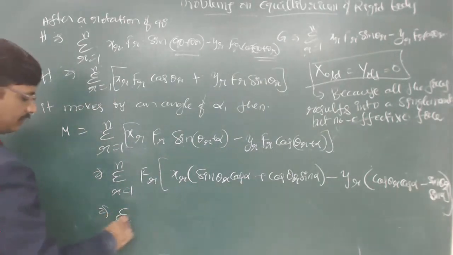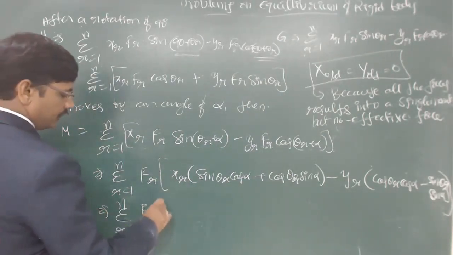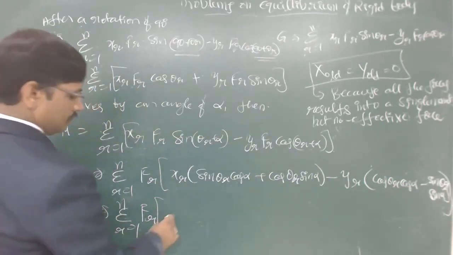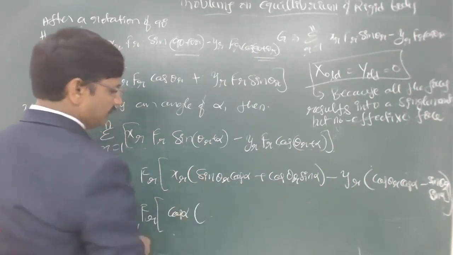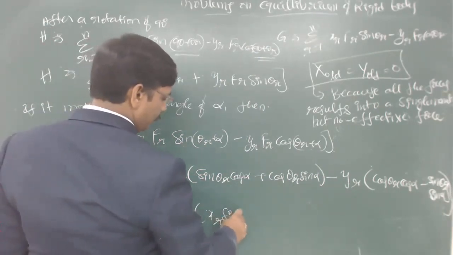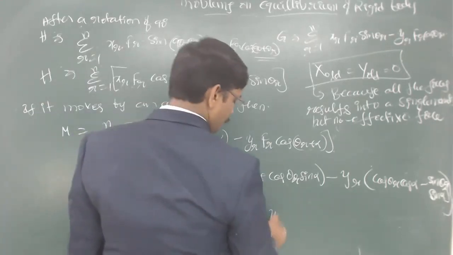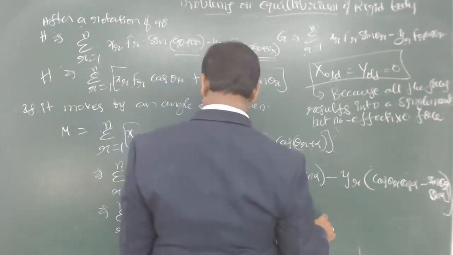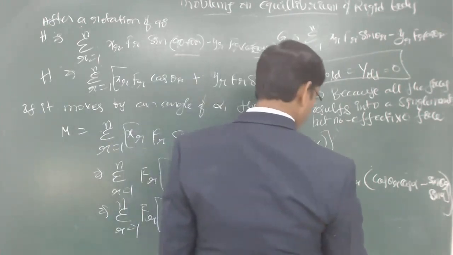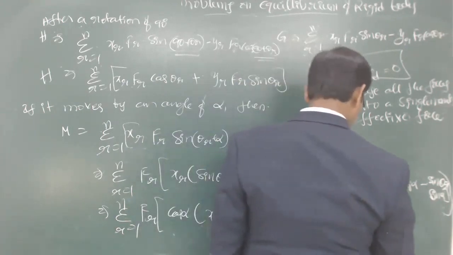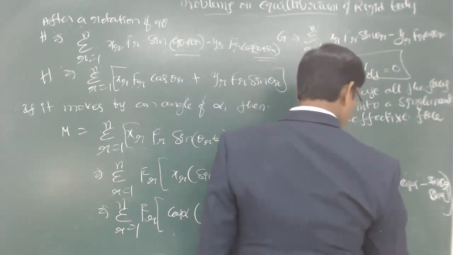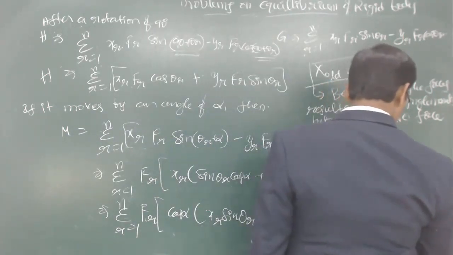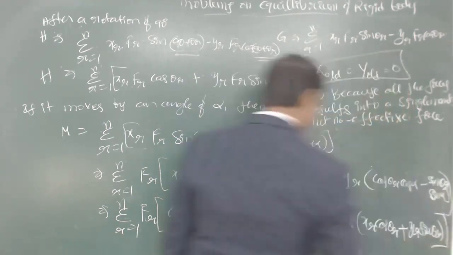Now if you further simplify this, taking Fr out, here cos alpha is there and here cos alpha is there, so if you take cos alpha out, what is left over is xr sin theta r minus yr cos theta r, plus sin alpha into cos theta r xr, and minus of minus will be plus yr sin theta r. So this is what is left over.